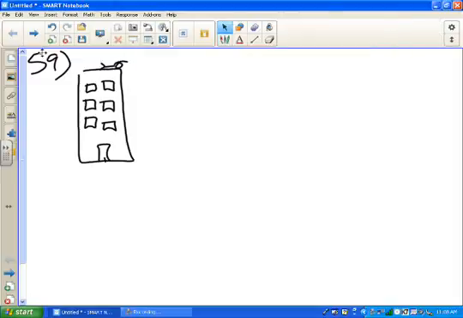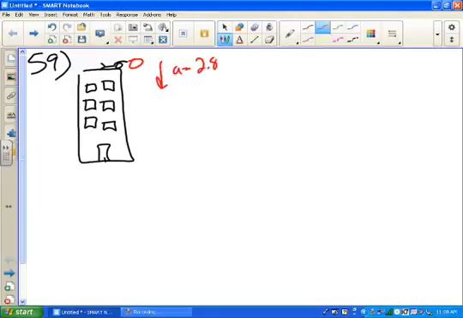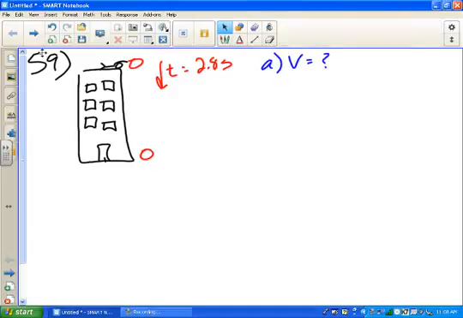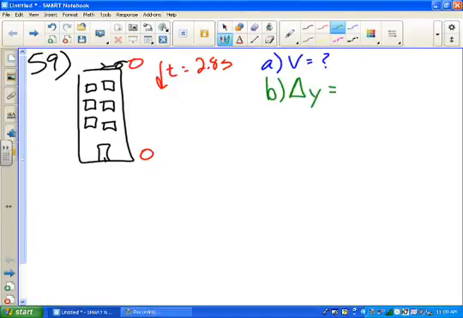I like to draw a picture, and so I have the student laying down, and he's going to drop the ball in such a way that it is the exact height of the building. Now the acceleration, we don't know, but that's okay. But the time is 2.8 seconds. So let's go with the ball. 2.8 seconds later, it hits the ground. So we're asked to find the final velocity. And then for part B, we're asked to find the height of the building, which is delta y, sort of.